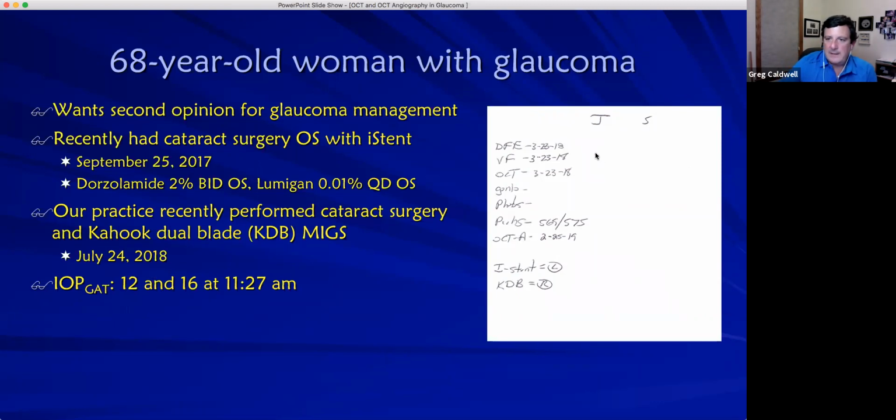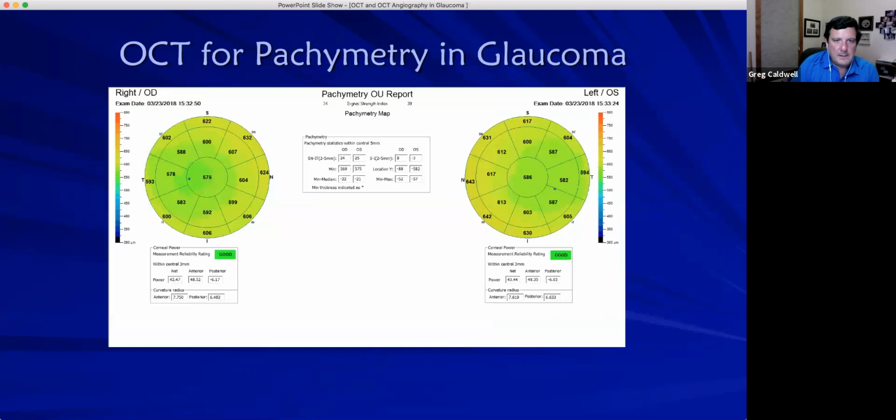Even though I'm electronic in the office, I still keep a paper chart. I like being able to look at the visual field, not electronically. I know I can scan them in and find them, but I like to be able to flip, see the visual field, see the OCT. I have a more professional sheet now; I used to just handwrite it. DFE, visual field, OCT, gonio photos, the dates that I did them, just to make sure that I'm tracking. She had an eye stent. Make some notes down here, Kahook Dual Blade. You can see here I did her pachymetry readings. This one said minimum 569, 579. Those were the thinnest areas.